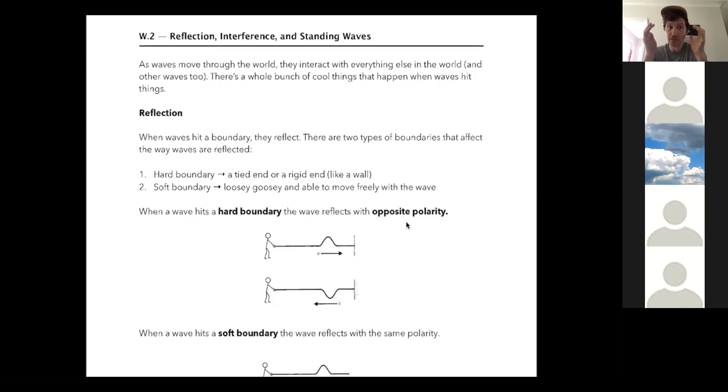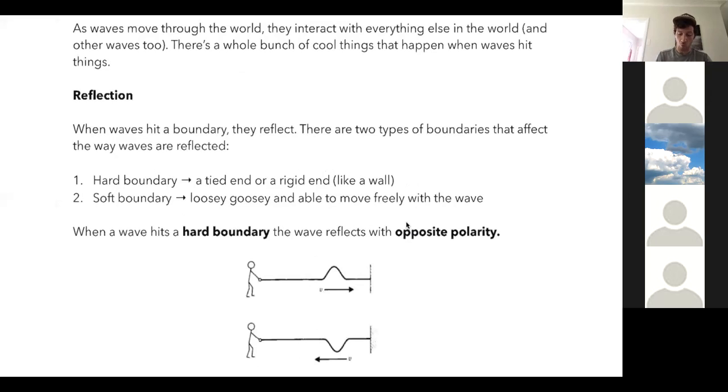A hard boundary is something that's rigid or it's a tied end. Like a wall, like a post, anything, but it's a tied end. It does not move, okay? This thing does not move, hence hard boundary, okay? A soft boundary, well, it's loosey-goosey. It's free to move however you want. It just kind of goes with the wave. It's loosey-goosey and it moves freely, okay?